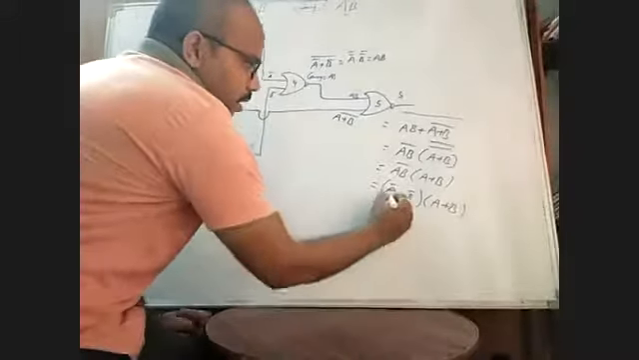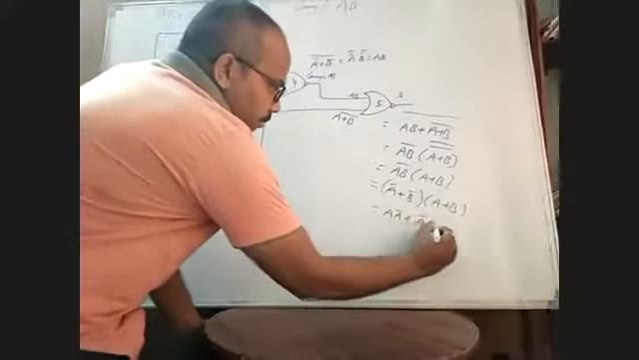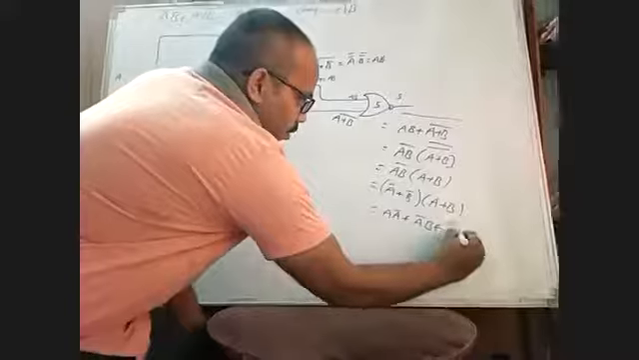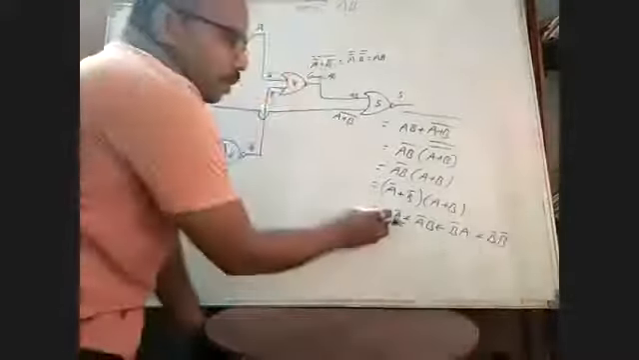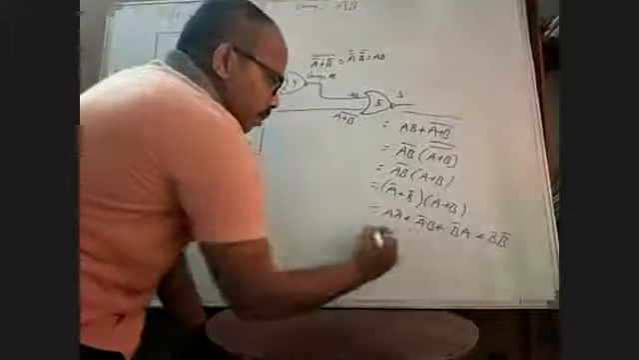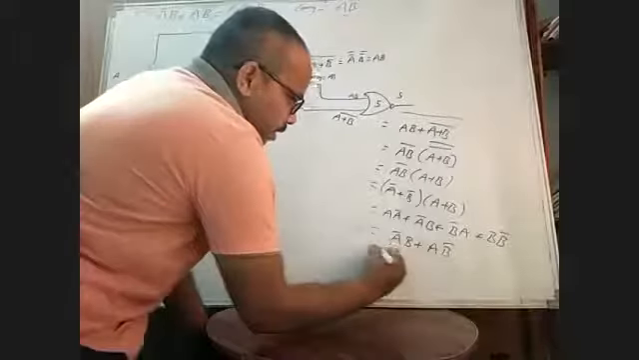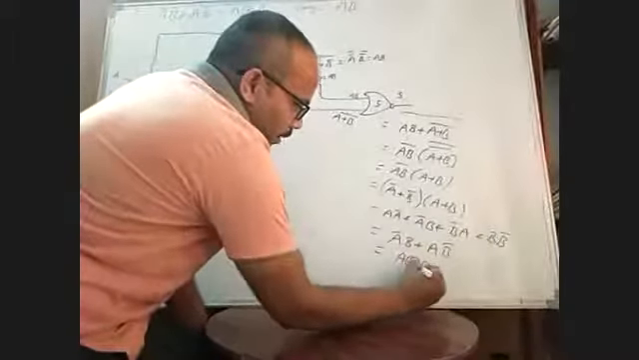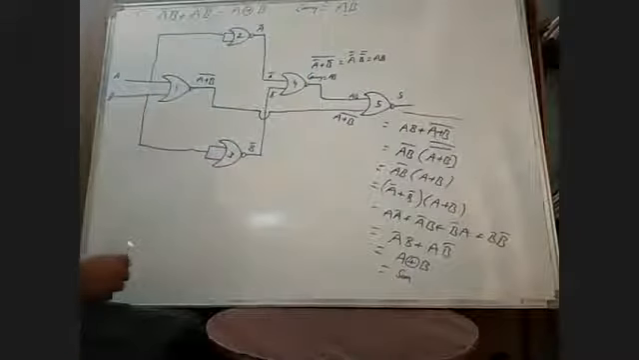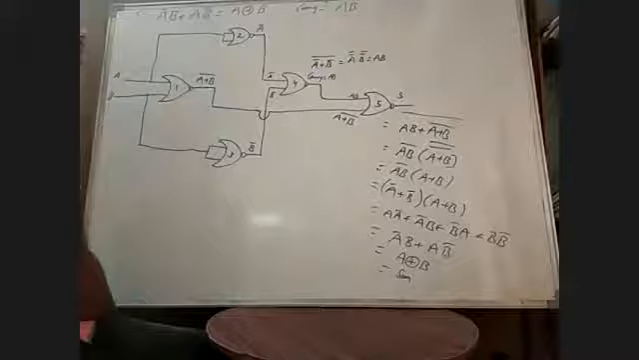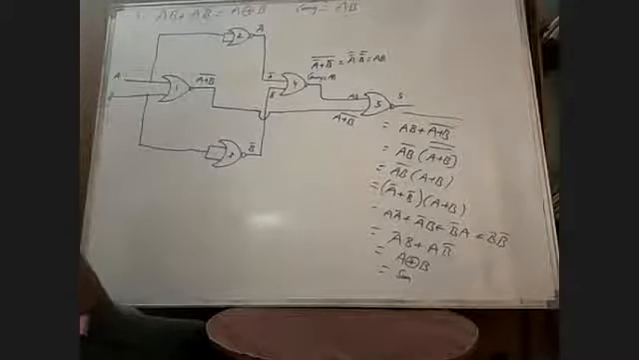Now multiply this A into A bar, A into B bar, A bar into B, B bar into A, B bar into B. We know complement law, A into A bar is 0, B into B bar is 0. We can write this as A bar into B plus A into B bar. This is your sum output A exclusive or B. This is equals to sum output.